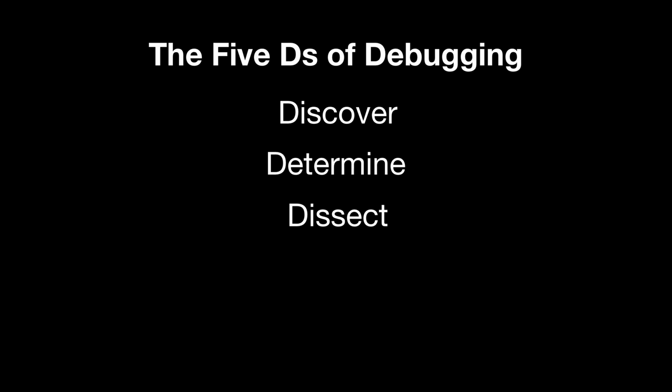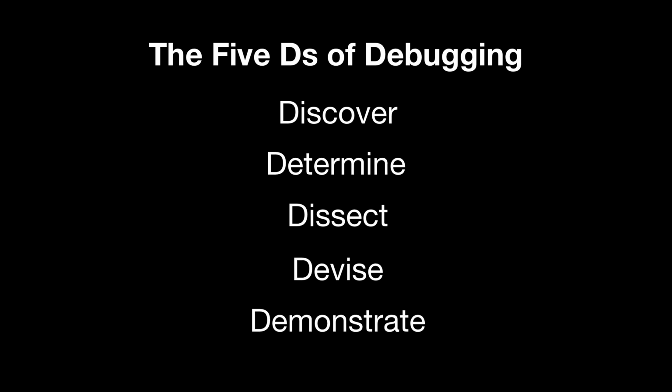"It crashes somewhere in this loop." Then you devise a solution. "I need to add a guard block." Then demonstrate it's fixed. "I wrote a test." Xcode can help you with the second, third, and fifth of those. But in this video, we'll be focusing on just the second and third.